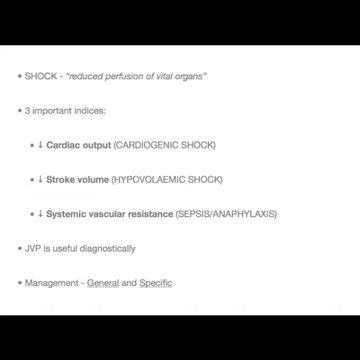So, in summary, shock is defined as inadequate tissue perfusion of vital organs, usually as represented by a persistently low blood pressure, less than 90 systolic, plus altered organ dysfunction. There are 3 important indices that are usually altered and can cause shock: reduction of the cardiac output in cardiogenic shock, reduction in stroke volume caused by fluid loss due to hemorrhage or severe diarrhea and vomiting or urinary losses, and a reduction in systemic vascular resistance caused by anaphylaxis, sepsis, or spinal shock.